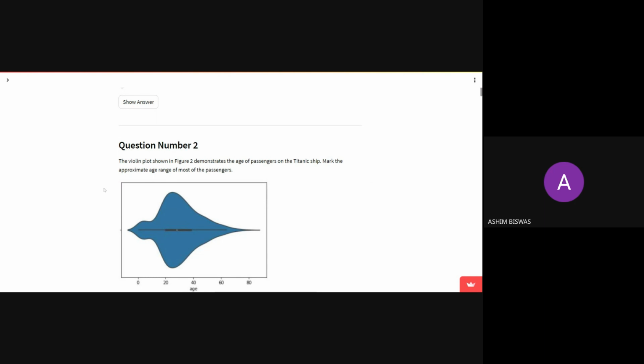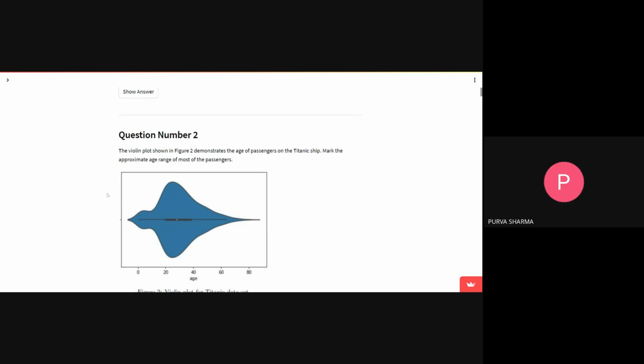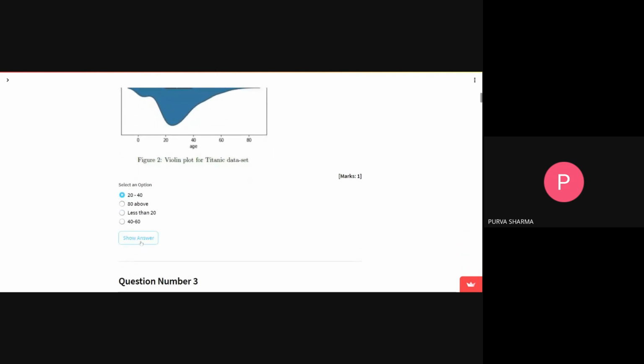20 to 30 is the answer. So we'll look at the options. 20 to 40, sorry. 20 to 40. Correct. The violin plot shows the distribution of the data, and in this 20 to 40 range, the distribution is higher. So most of the passengers' ages lie in this range only. So 20 to 40 should be the correct answer.